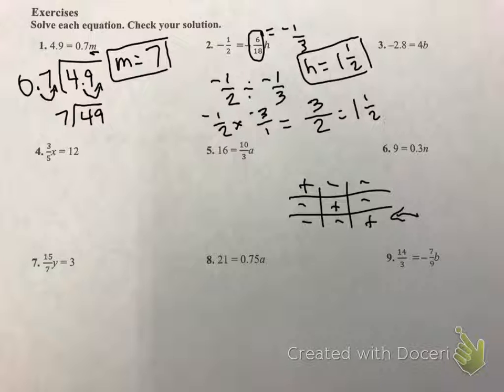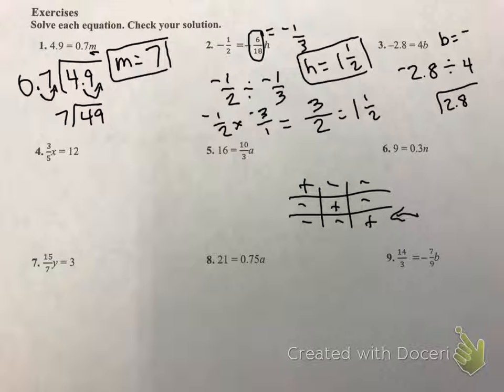Looking at question number 3, we've got some number times 4 gives us negative 2.8. So to solve that, we have to do negative 2.8 divided by 4. Well, we already know our answer is going to be negative, so let's go ahead and write the negative sign so we don't forget it. And now we just have to do the dividing.